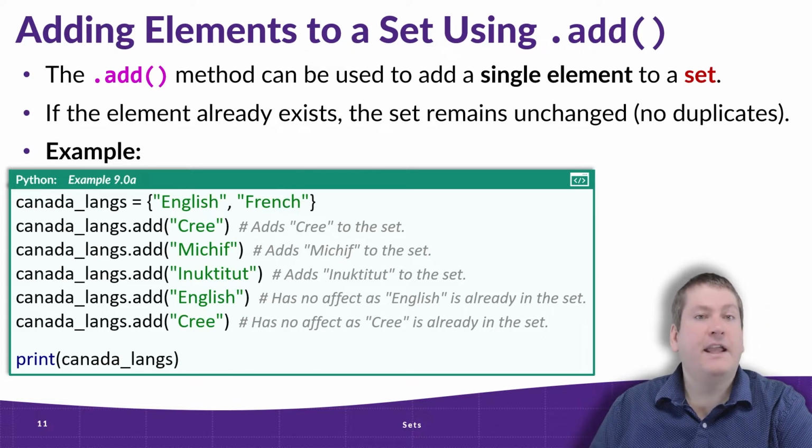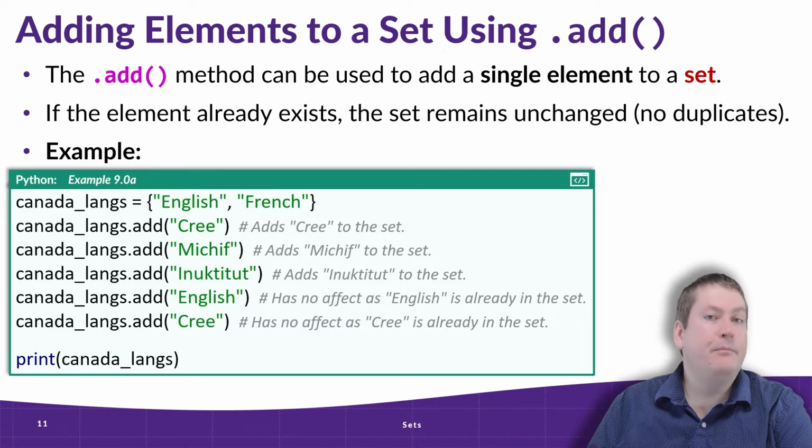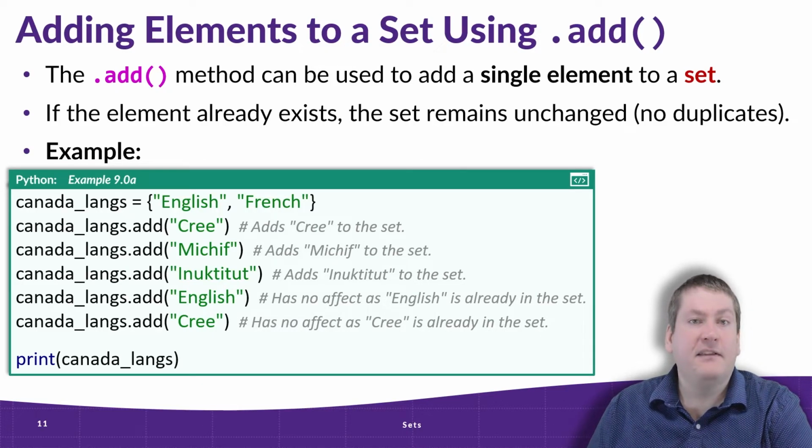Here we have a set called Canada Langs, and it's going to contain two strings, English and French. The remaining lines are going to add new languages to it, but some of those languages are duplicated. The first three adds for Cree, Michif, and Inuktitut are going to add those new languages to the set just fine because they don't already exist in the set.